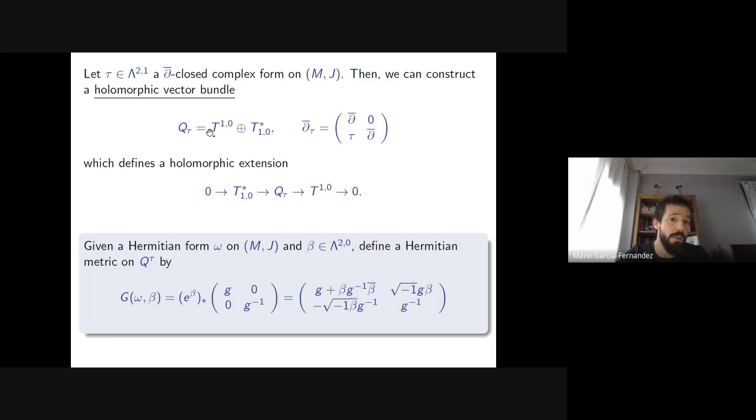So what is this e to the beta? This is an orthogonal transformation of Q tau, a homomorphism of Q tau, which is the identity on the cotangent bundle. And on the tangent bundle, if I take a vector field x, it associates x plus the contraction of x with beta. So it's a so-called B-field transformation. So I recap: out of a D-bar closed complex form, I can cook up this holomorphic bundle Q tau, which is an extension. And now if you further give me a Hermitian form omega on the manifold and a 2-0 form, then I can define a Hermitian metric by this on Q tau.